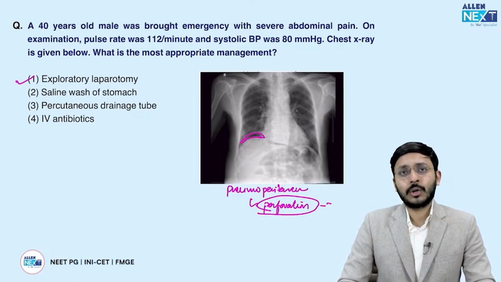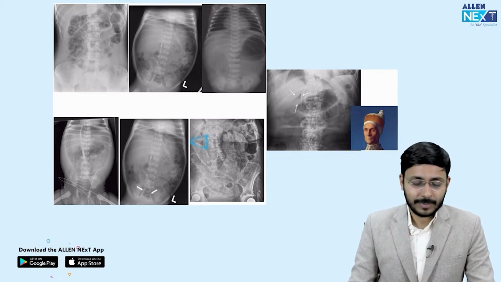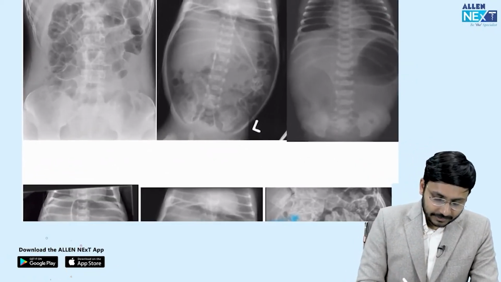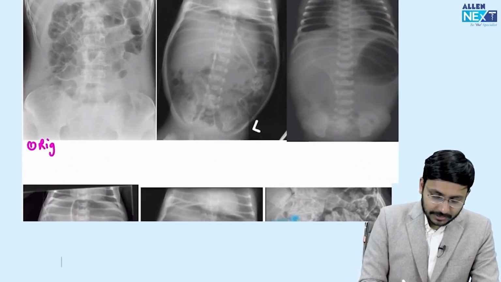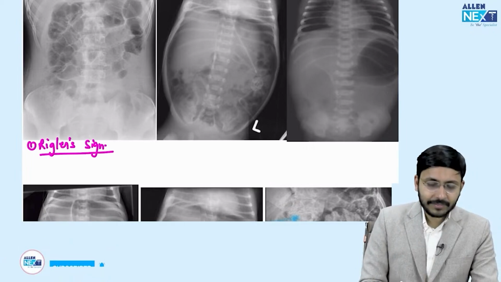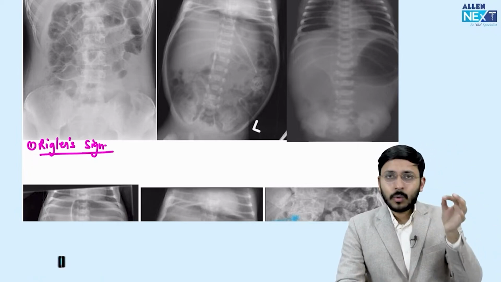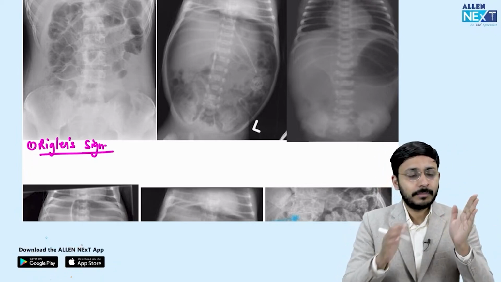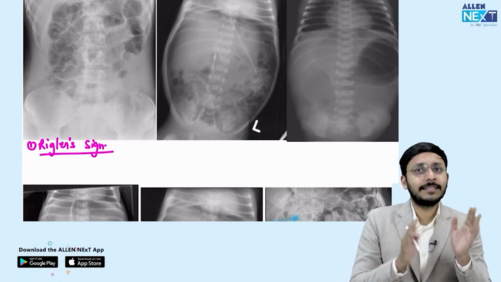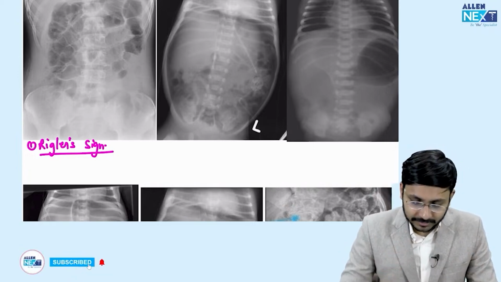Now, since we're on the topic of pneumoperitoneum, let's read the various signs of pneumoperitoneum as well. So first is your Rigler's sign. So what does Rigler's sign say? Whenever there is extraluminal air, the bowel wall will be very well visualized because air is both outside and inside the bowel. So the bowel wall is very well visualized. This is your Rigler's sign.